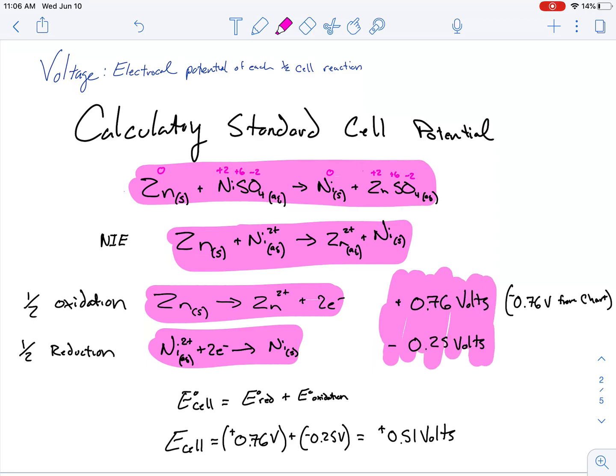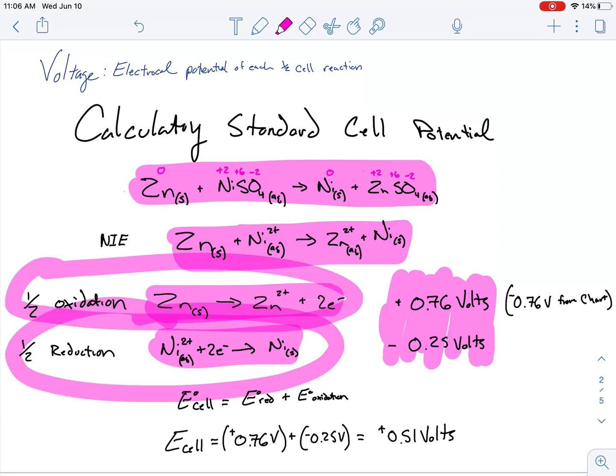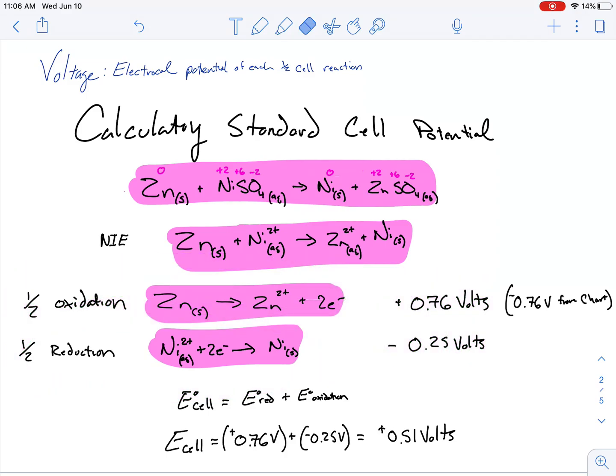These values here come from our standard reduction potential chart. That is table D in your packet. So I'm looking up these half reactions on that chart. When I look up those half reactions, I get certain values. We're going to use these values to calculate our standard cell potential.